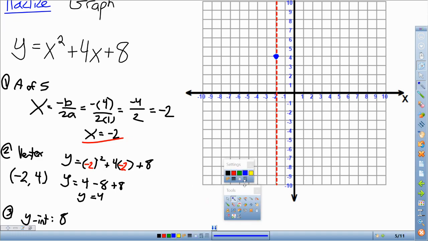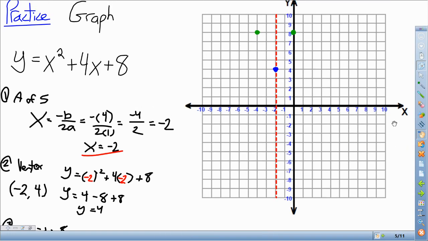Okay, from here, now we can plot our y-intercept on the y-axis. It looks like our parabola is going to go through at positive 8. Okay, last thing is getting our other point. I can see that this point is 2 units to the right of our axis of symmetry, so I can mirror it 2 units to the left. Right. And there is our parabola.